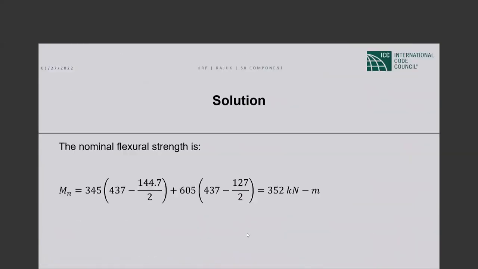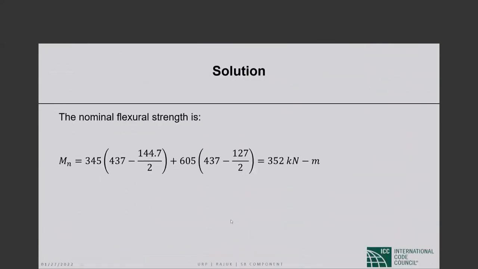Moving along here, that's the moment strength. Now we have phi Mn1. This is not phi Mn; phi is not applied here. This is nominal flexural strength. Phi should be applied here. If it's tension controlled, phi should be 0.9. And then this is the moment from the first part. This is the moment from the second part. Note how I use the 127 here for the flange thickness and the different one here for the web width. And the total capacity is 352 kilonewton meter.